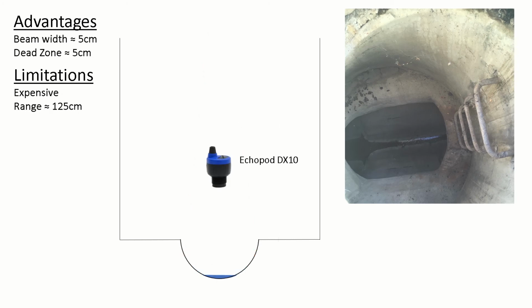Enter the EchoPod DX10, whose beam width of 5 centimeters made sensing the bottom of a curved pipe like this much more accurate. This sensor, however, requires a mounting point much closer to the pipe, as the range is a mere 1.25 meters. Based on these limitations and advantages, the Maxbotix sensors were implemented in the two wider manholes at locations 1 and 2, and the EchoPod was chosen for location 3.